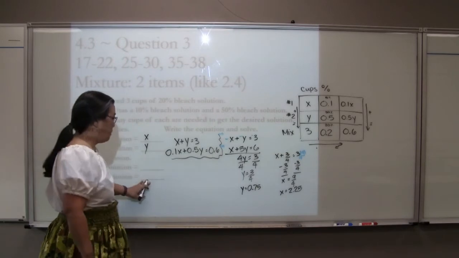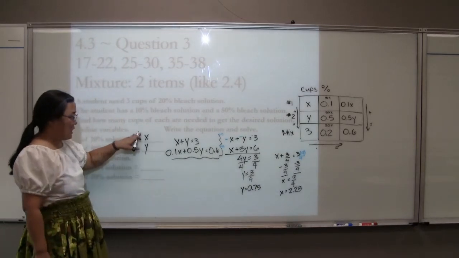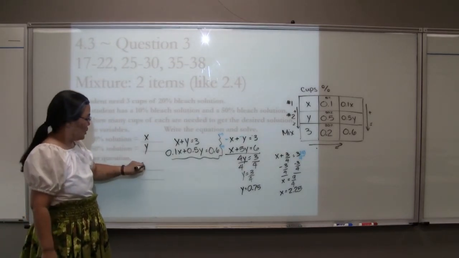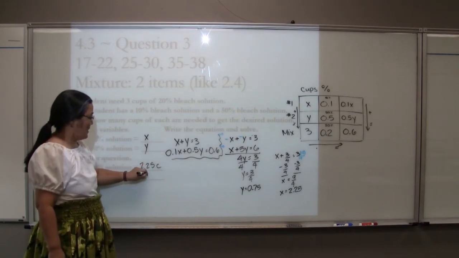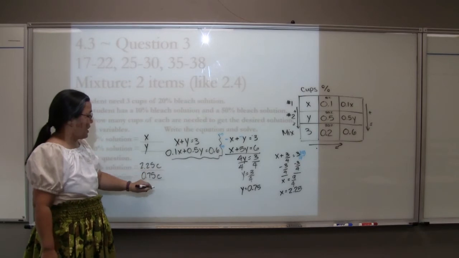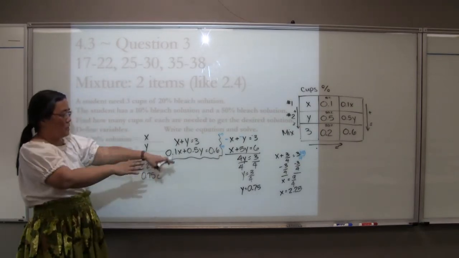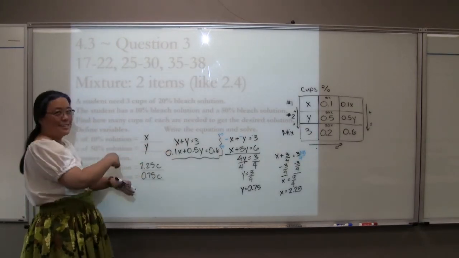And then here, we put the answers here. Do make sure that the x one goes on top, so 2.25, labeling it with cups, and 0.75, labeling it with cups. Variables, write the equation, solve it, write the answer, and label it.